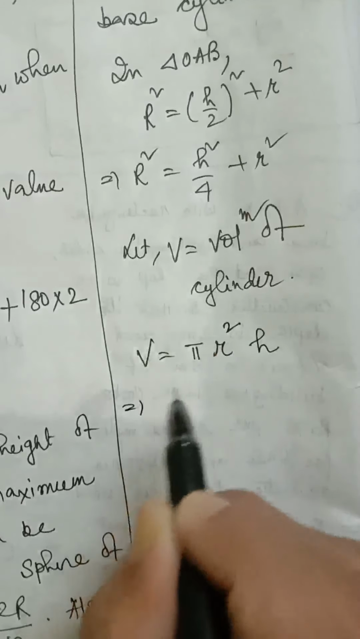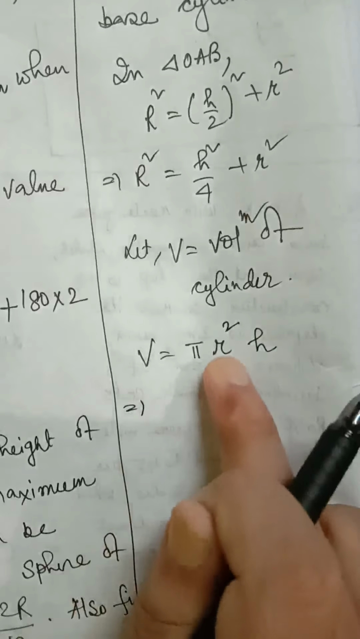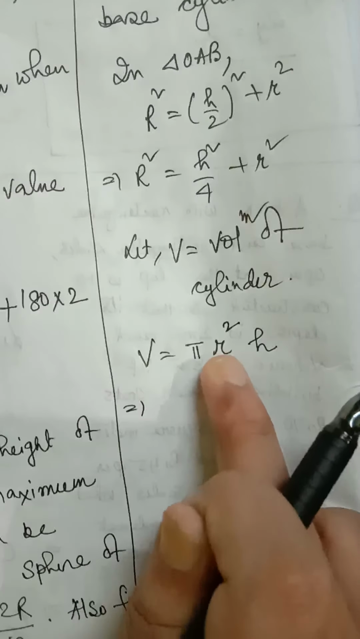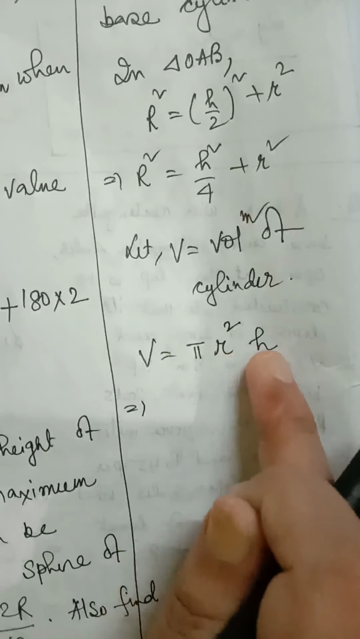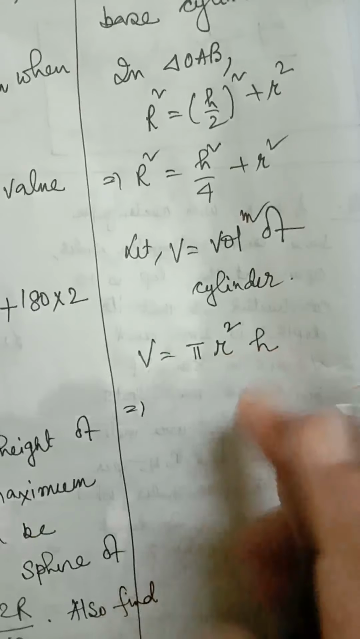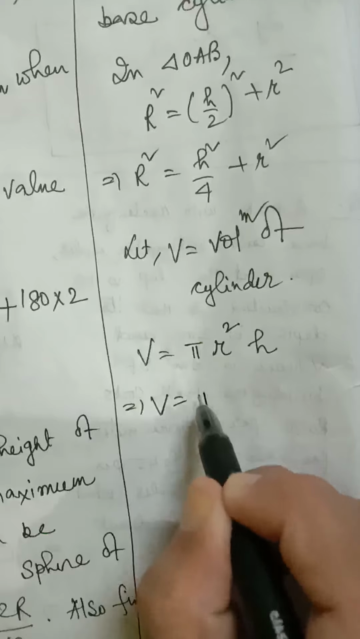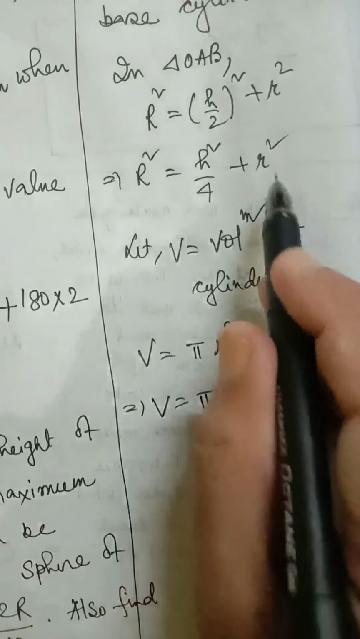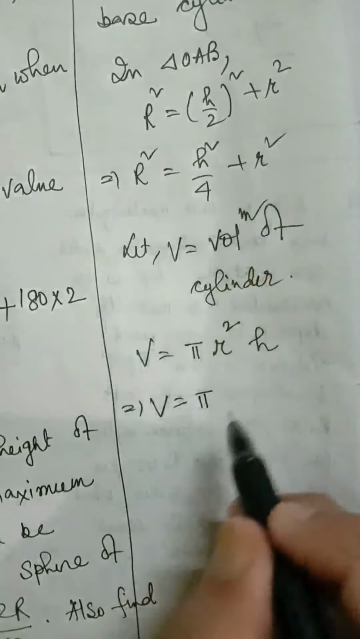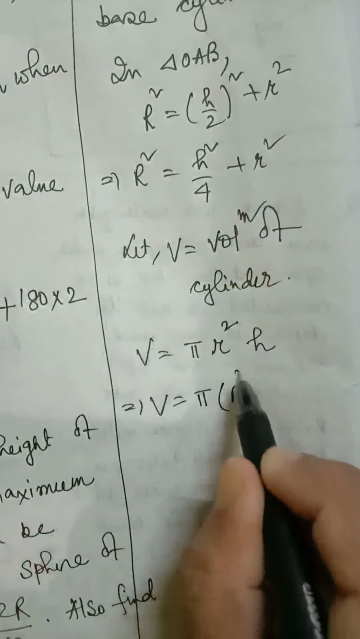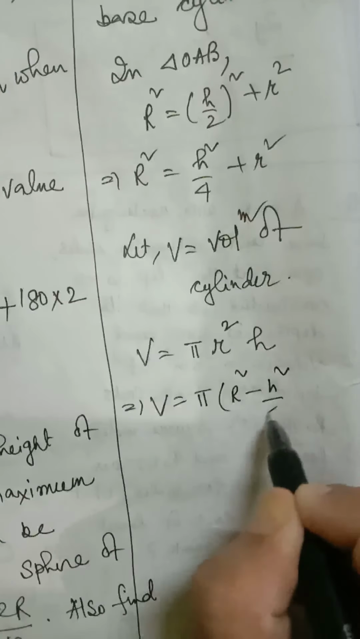Now here we have two variables. We have assumed r as the radius of the base and h as the height of the cylinder. So these two are variables. To find the maximum value of V, we have to express V in terms of one variable only. So let us replace r square here. r square equal to R square minus h square by 4.